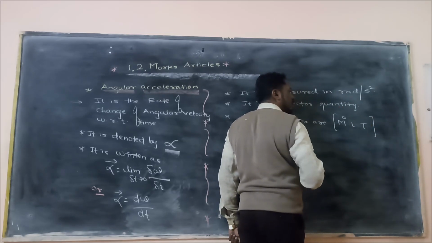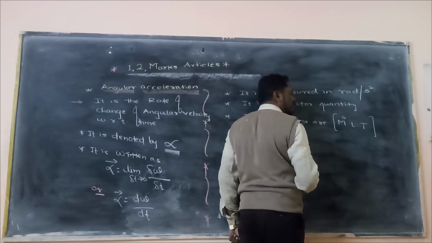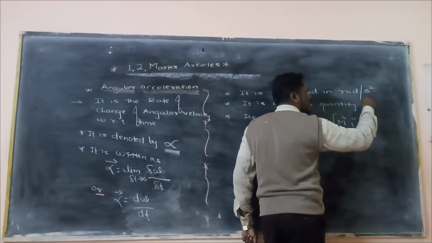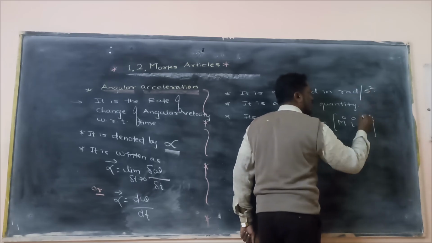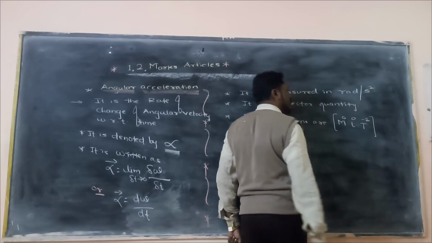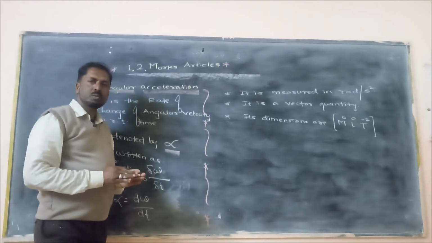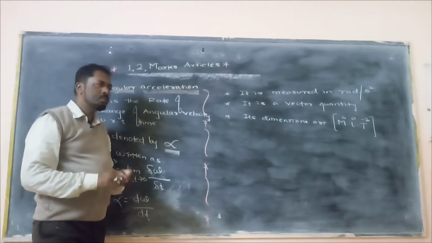Mass, no, that's why the power of mass is 0. Length, its power is 0. Second square to the denominator, when it goes to numerator, so the power of time t is minus 2. So dimensions of angular acceleration are m raised to 0, l raised to 0, t raised to minus 2.